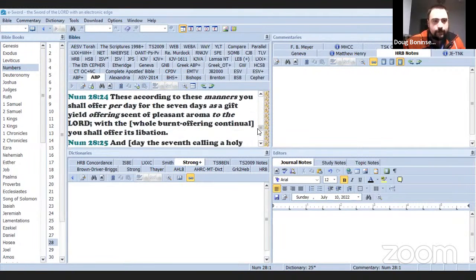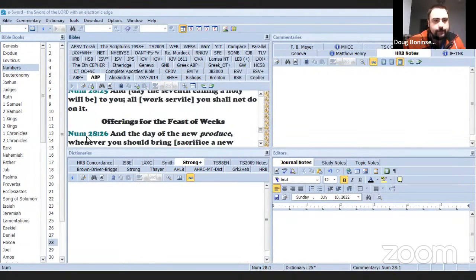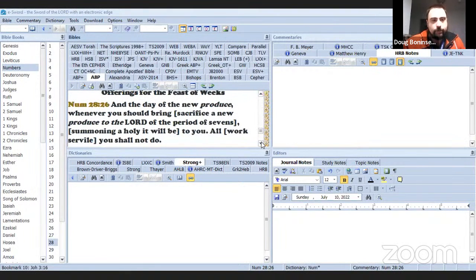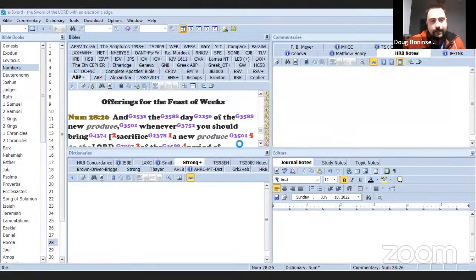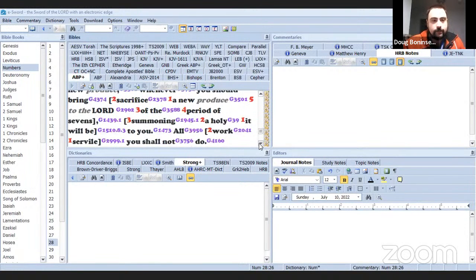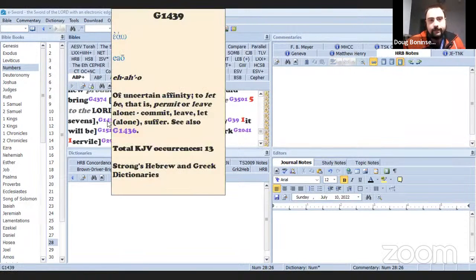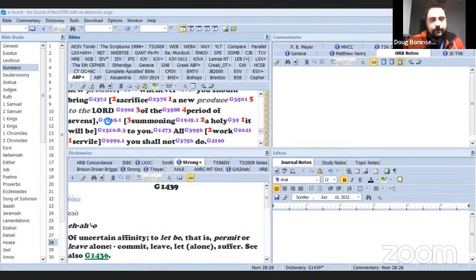Numbers 28:26. And let's see here. All right, so if you look at the ABP Plus, it says, "and the day of new produce, whenever you should bring a sacrifice of produce to Yahuwah." Now, I want to see why they have that in italics. Okay. A period of sevens. Okay. That's why. Anyway, so I thought at first that the Masoretic was omitting the Feast of Weeks there.